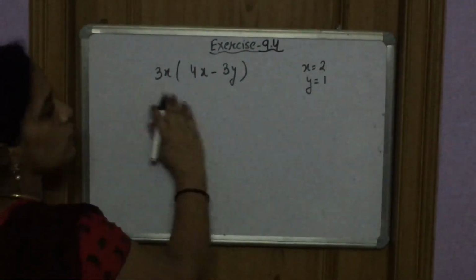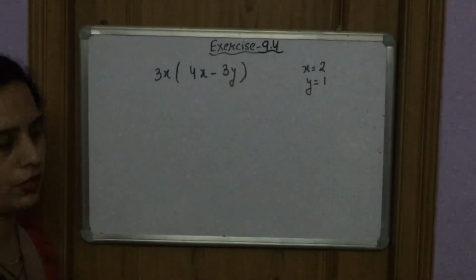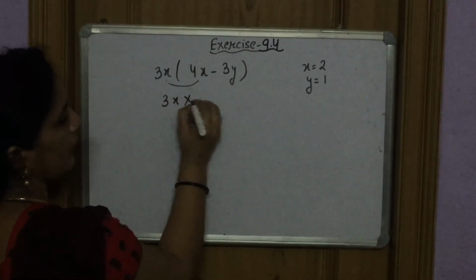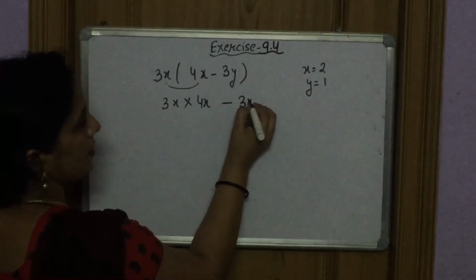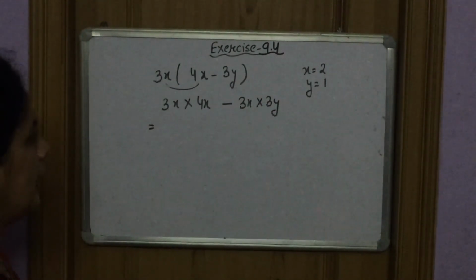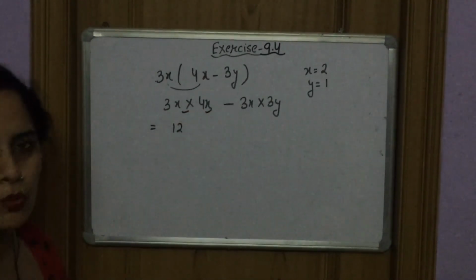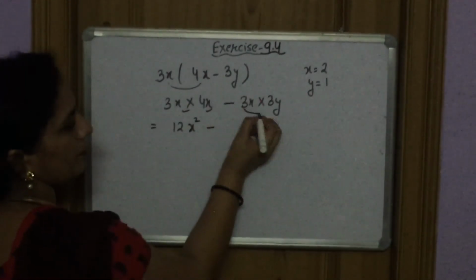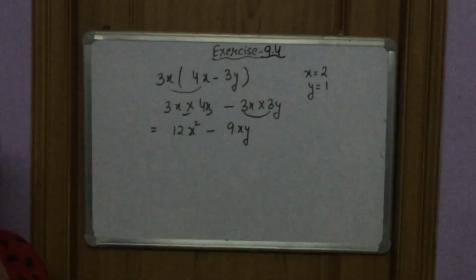So first of all solve this algebraic expression. How can we solve? By the distributive law. We have to distribute the terms. That means 3x multiply 4x minus 3x multiply 3y. So here we have 12, the bases are the same, so the powers must be added, x square, then 3 and 3, 9, and x and y. So this is our final answer.